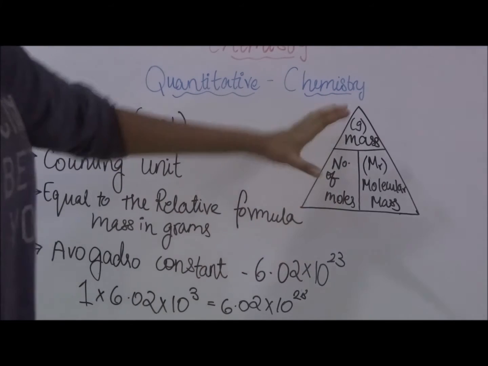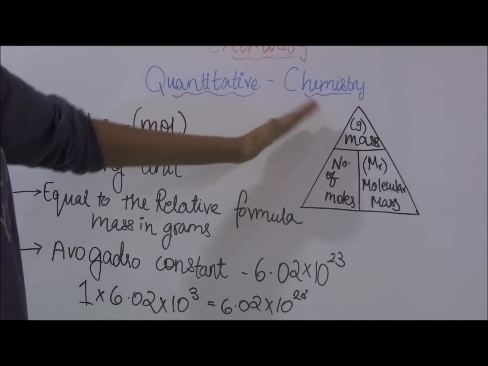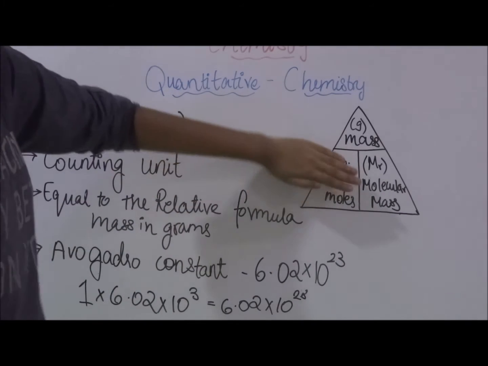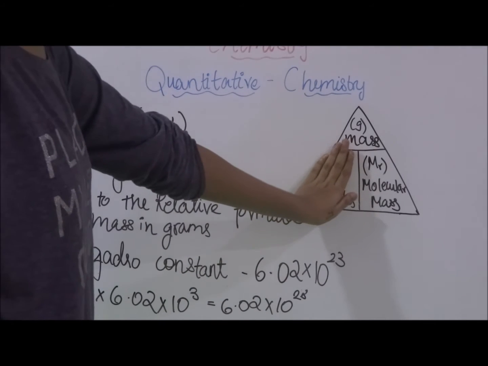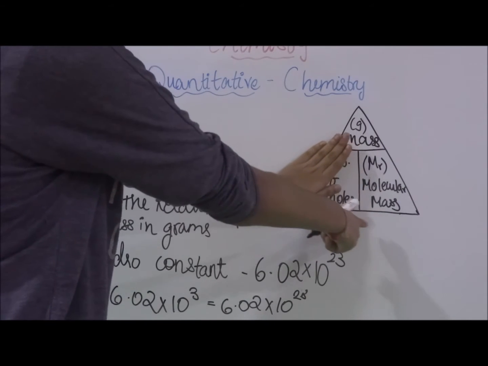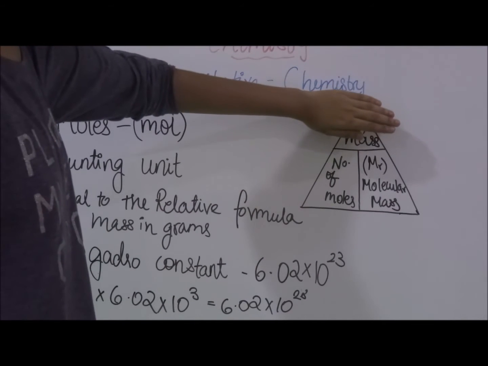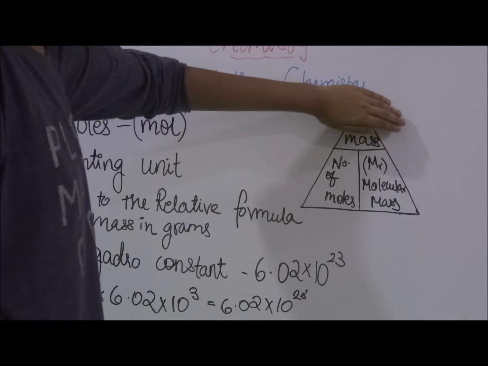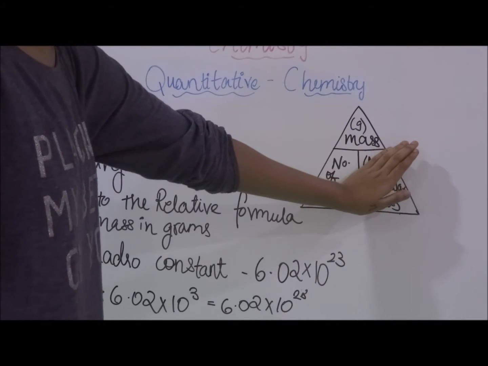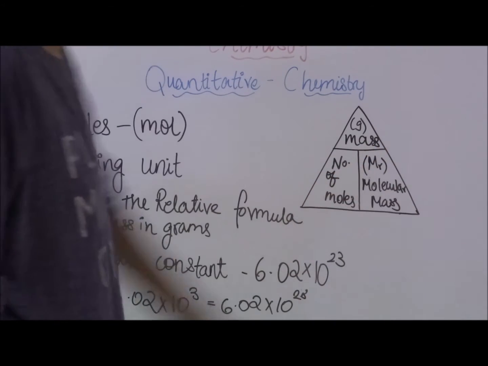We can find moles by using this triangle here, which has mass in grams on the top and number of moles and molecular mass on the bottom. Whatever you need to find out, just cover that part. So for example, if I need to find out the number of moles, it is the mass in grams divided by the molecular mass or the relative formula mass, the MR of a substance. If I want to find out the mass in grams, I will multiply the number of moles into the molecular mass. And if I want to find out the molecular mass, I will divide the mass in grams by the number of moles, that is mass in grams upon the number of moles.